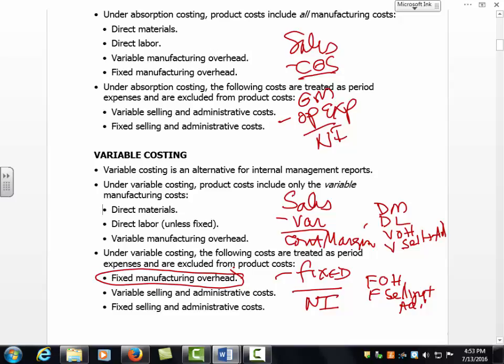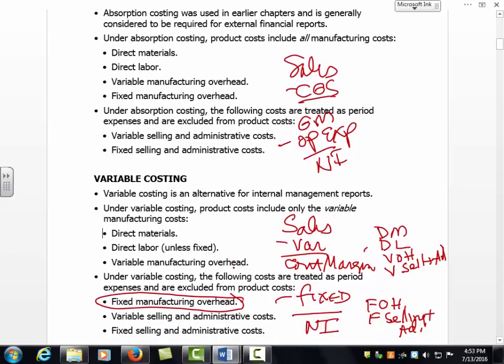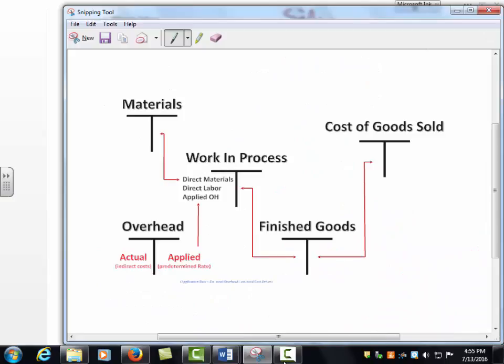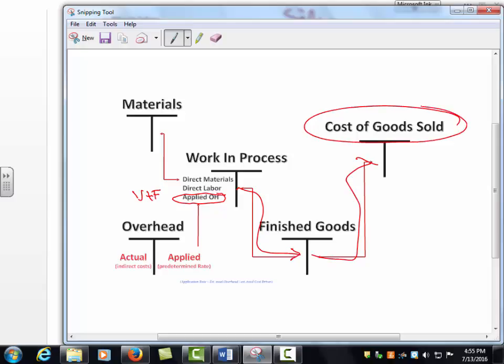So should I go back to that slide before? So back to that previous handout. Again, this is the whole point of this whole chapter: this applied overhead is variable plus fixed. And if we sell or finish the product and send it to finished goods and then sell it, it reaches the income statement because the cost of goods sold is on the income statement. If the product is not sold, it sits here in ending inventory of finished goods.